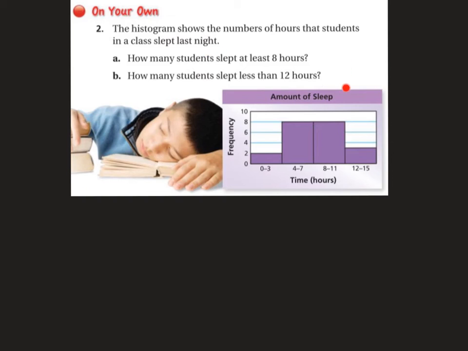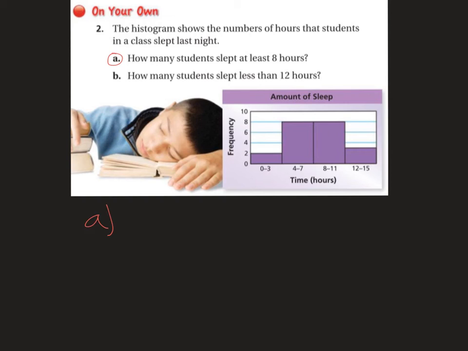slept last night. So how many students slept between 0 and 3, between 4 and 7, 8 and 11 hours, or 12 to 15 hours, man. And you got a couple questions to answer here. How many students slept at least 8 hours, and how many students slept less than 12 hours? Go ahead and see if you can figure out those questions on your own, and when you're ready, come back.